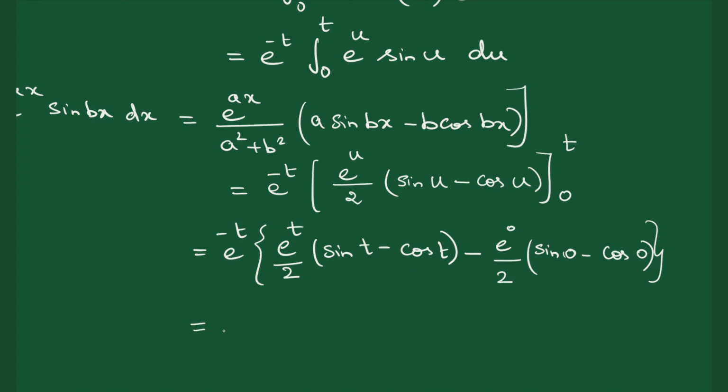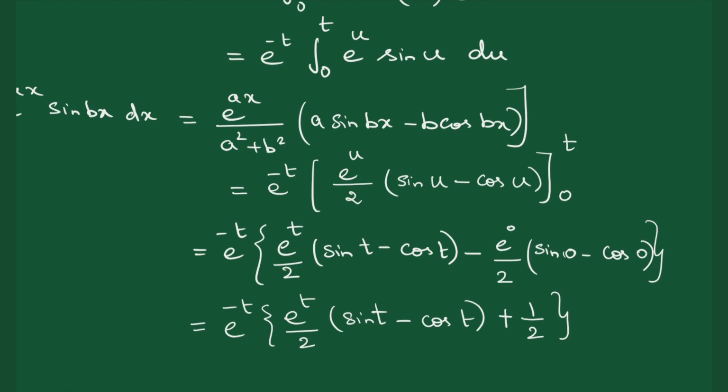So this is equal to e to the power minus t. Here e to the power t divided by 2 into sin t minus cos t, minus this is 1 by 2. Sin 0 is 0, cos 0 is 1. So already minus into minus is plus, so let it be plus 1 by 2. So this is the answer.